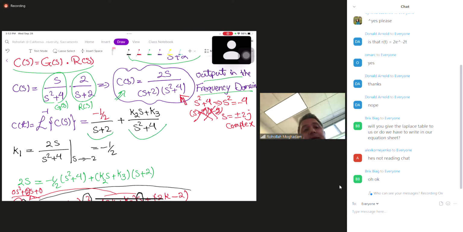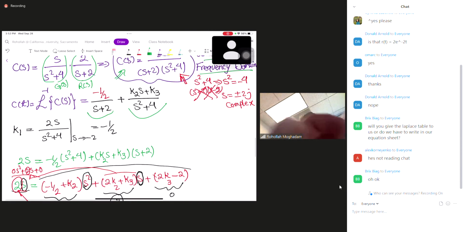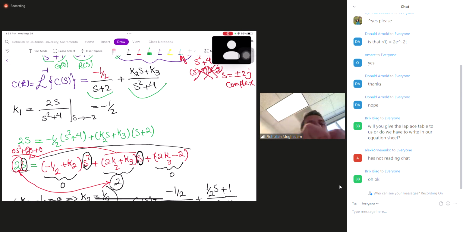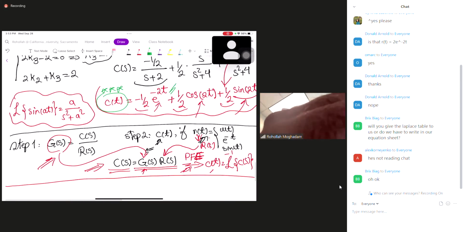Now, we have complex roots. We put it as the terms of k2s plus k3 over s squared plus 4. You may not have complex roots; you may have just simple roots. Then you will have something like k2 over s plus 4 plus k3 over s plus 5, or whatever roots you have. Then you just need to find k1, k2 and k3, come up with three or four different fractions, get back to the table, and then find the corresponding terms in the time domain.